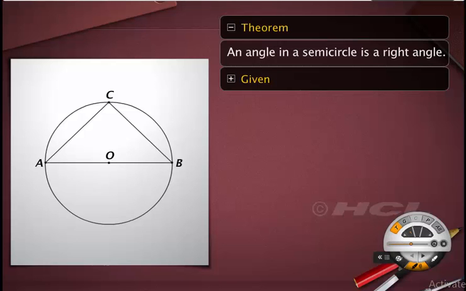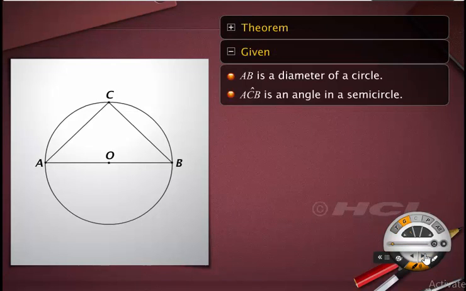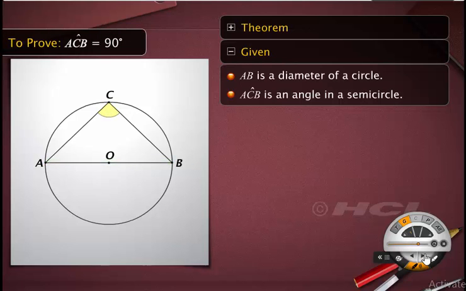Let's prove that an angle in a semicircle is a right angle. It is given that AB is a diameter of a circle and angle ACB is an angle in a semicircle. We have to prove that angle ACB is 90 degrees.